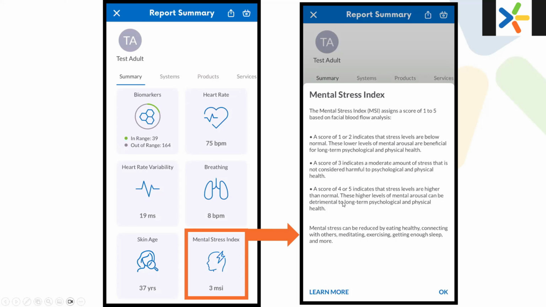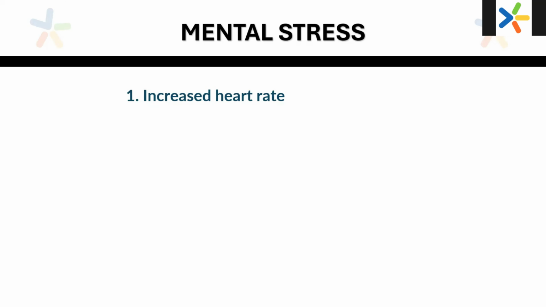But a score of 4 or 5 indicates that stress levels are higher than normal. These higher levels of mental arousal can be detrimental to long-term psychological and physical health. And let's start with the obvious. Stress is part of life. Everyone's going to deal with it. But chronic stress can take a toll on both your mind and body. That's what we're talking about right here, chronic stress, and helping identify that. And of course, understanding how your body reacts to stress is key to managing it effectively. And that's why it's so important to monitor, measure, and understand your body's response to stress, which in turn provides insights into your overall wellness.